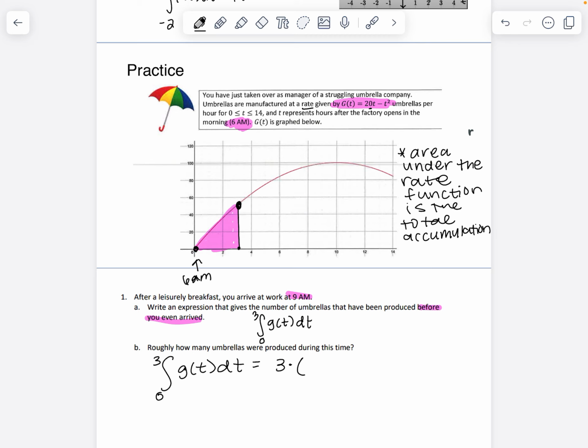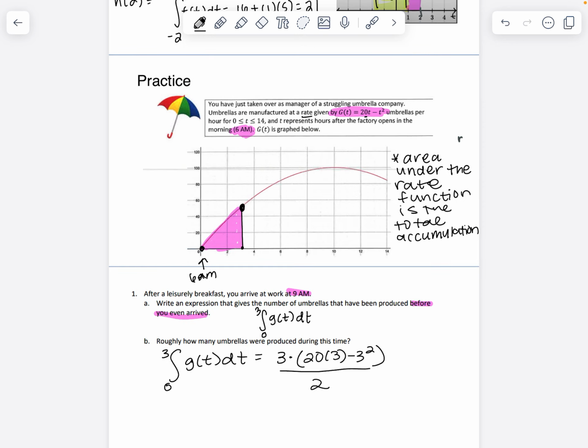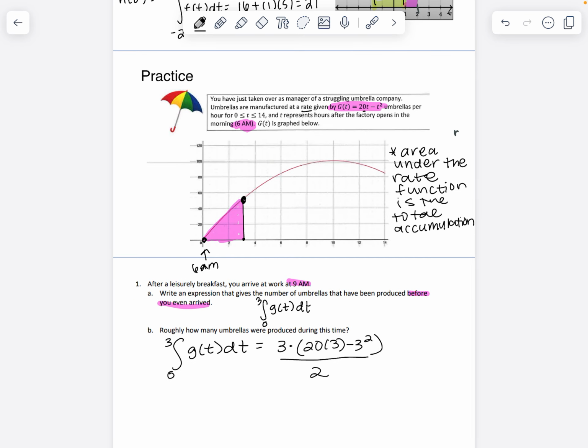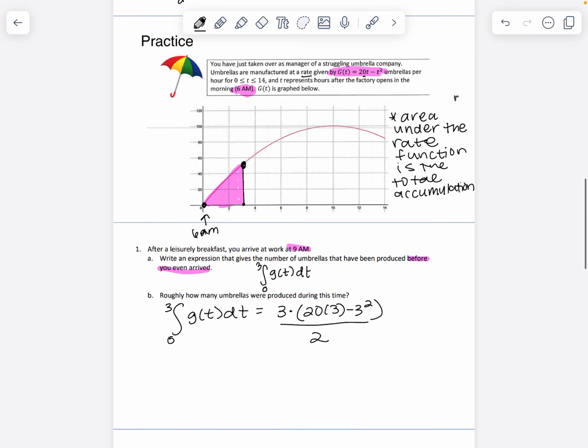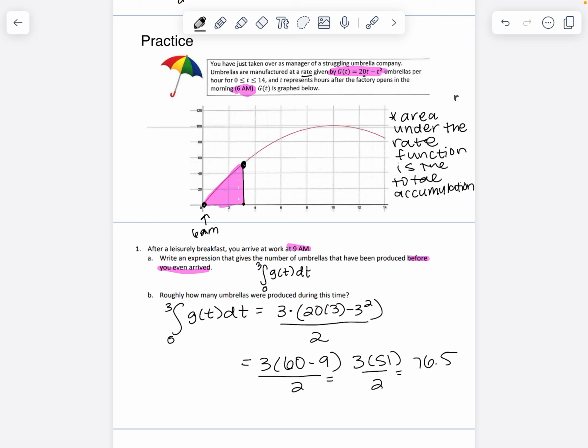So this is what's going to represent my height, 20 times 3 minus 3 squared. And then this is a triangle, so I'm going to divide all of that by 2. If I do that, I will get 3 times 60 minus 9, all divided by 2, and then 3 times 51 divided by 2, and that comes out to be 76.5, and I'm just going to round up for this one. So about 77 umbrellas were created during that time.